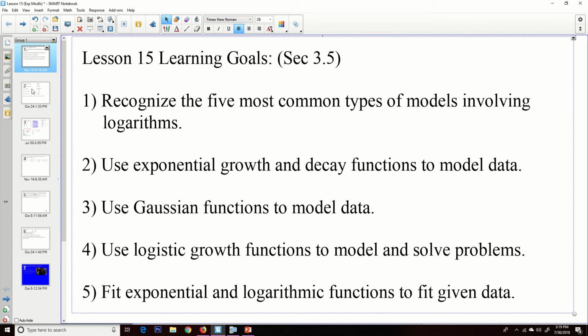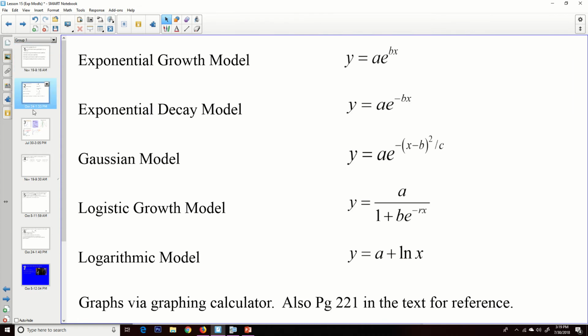So we have a couple of different types of exponential models that we want to talk about, all involving exponents and either e or ln. These are in your textbook on page 221 if you want reference. And again, I wouldn't expect you to memorize all of these things, but I would expect you to recognize them. If you see something that looks like this, you should say, hey, that's a Gaussian model. Or if you see something like this one here, you would say, hey, that's a logistic growth model.